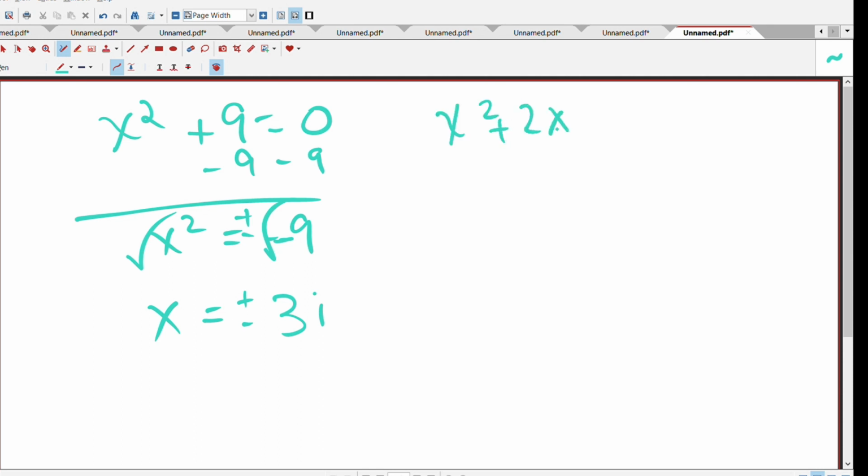X squared plus 2x plus 5 equals 0. Well, you would think that you could factor it, but 5 is prime and only 5 and 1 are the factors. So you could only get a 6 if you add them, or 4. Our middle term is a 2 here. When b, which is the number in front of x, is even, I personally prefer to complete the square. I'm not going to do complete the square with this. I'm going to do it the long way.